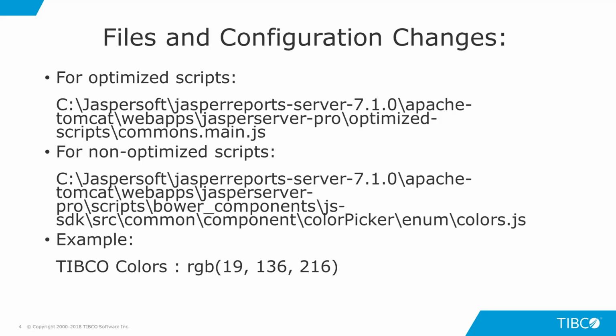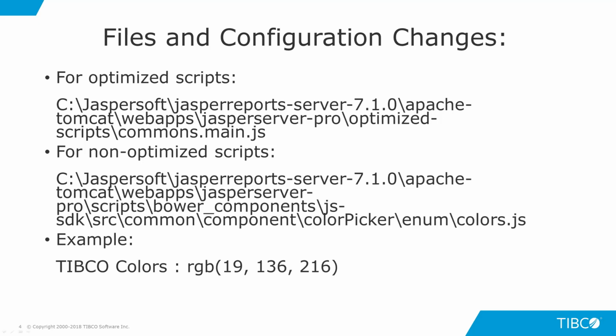The files and configuration changes that you'll need are in these directories and these files in your installation of JasperReports server. The first one is for optimized scripts. You're going to be editing a file called commons.main.js. And for non-optimized scripts, you'll be editing a file named colors.js. The non-optimized script is a little easier to look at and a little easier to do, but for optimized scripts, you're definitely going to want to change that configuration so you can add those colors in there too. The example we're going to be using today is the Tibco colors, RGB 19, 136, and 216. So let's go ahead and get started with that.